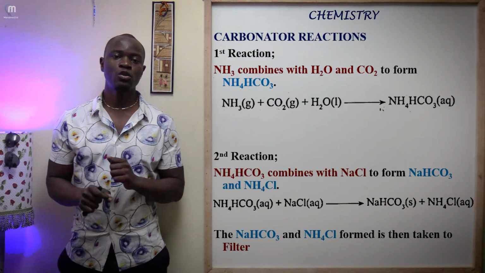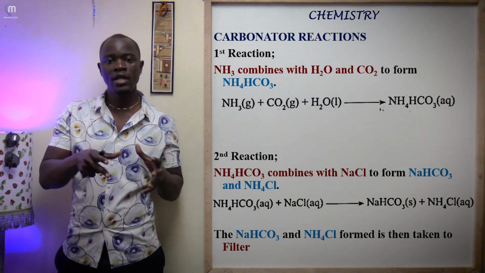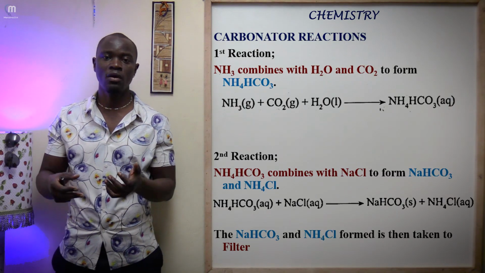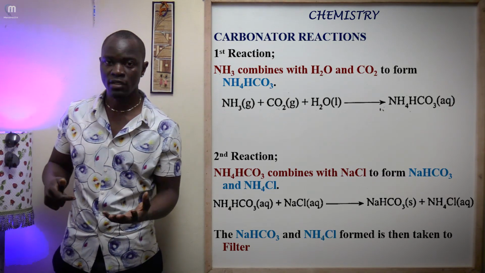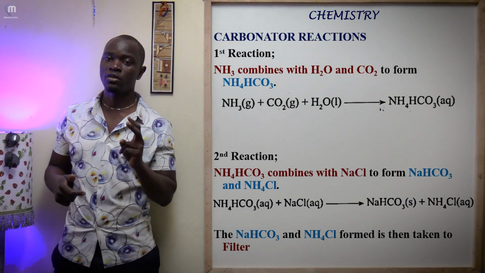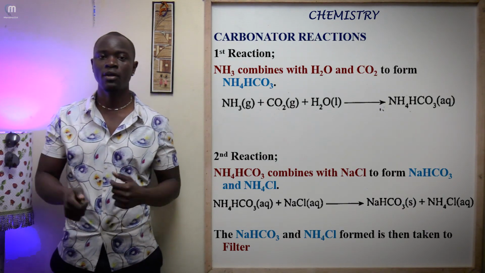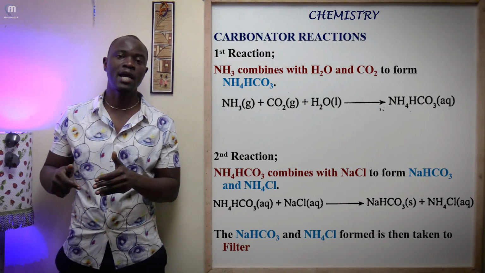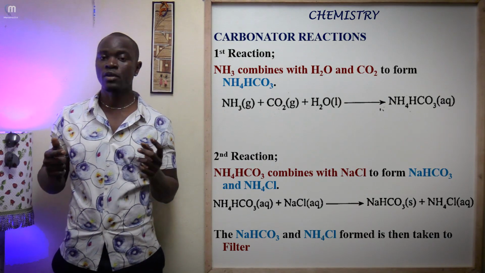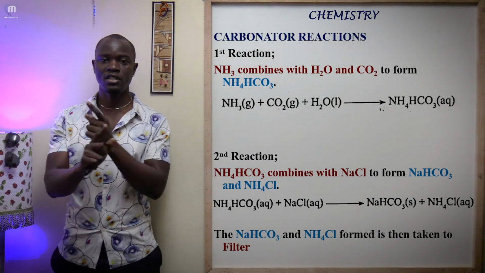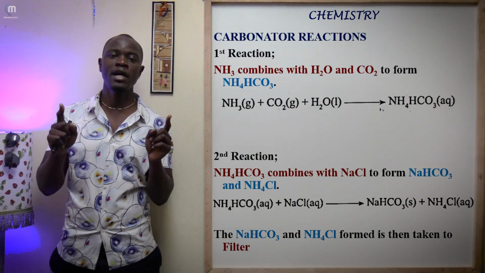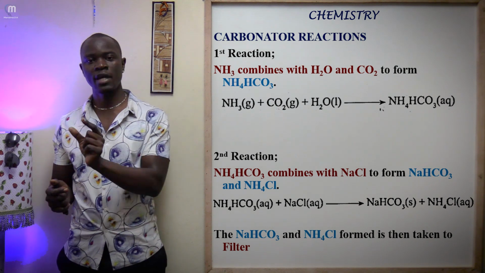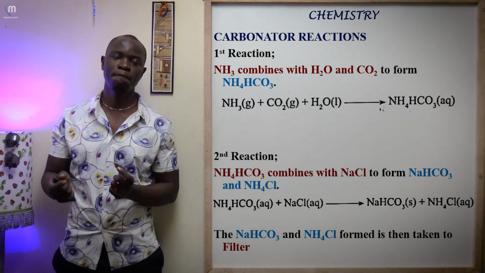Now the second reaction to take place: this ammonium hydrogen carbonate reacts with sodium chloride. That's the second reaction. The ammonium hydrogen carbonate reacts with sodium chloride, and in this reaction you are going to get sodium hydrogen carbonate and ammonium chloride. As you can see, what happened there is that ammonium and sodium have just exchanged the anions.